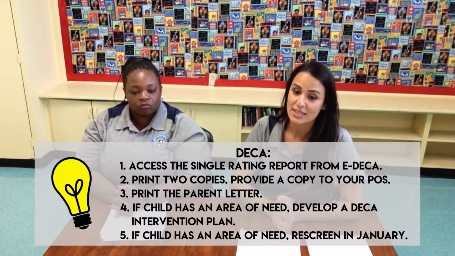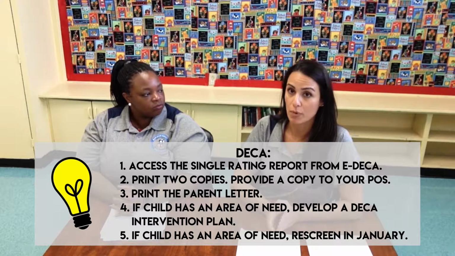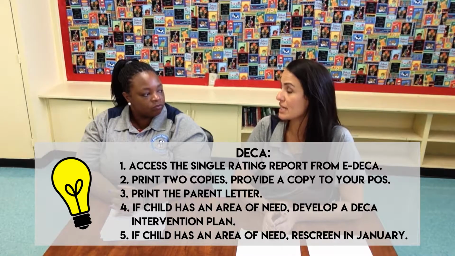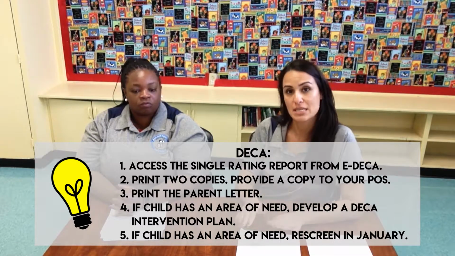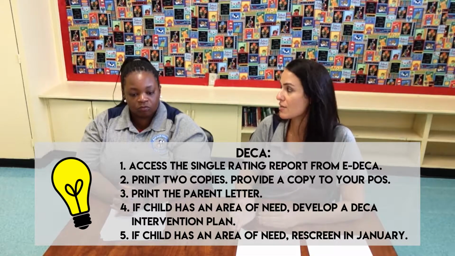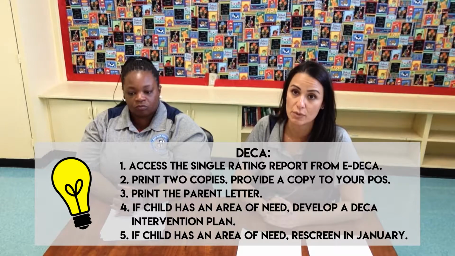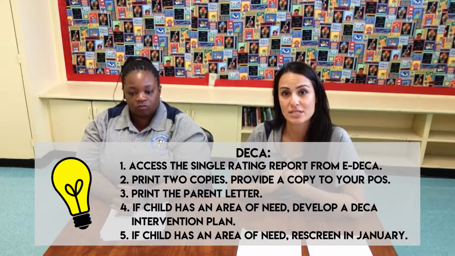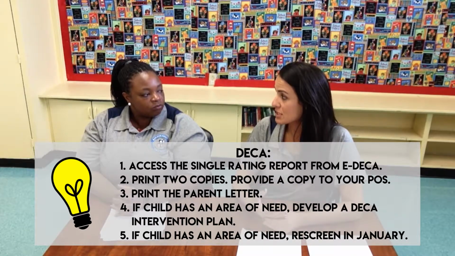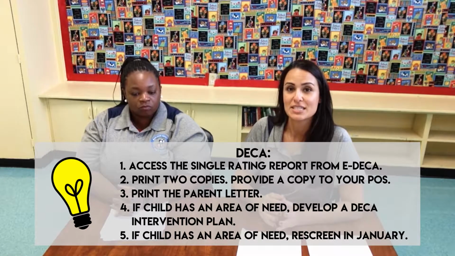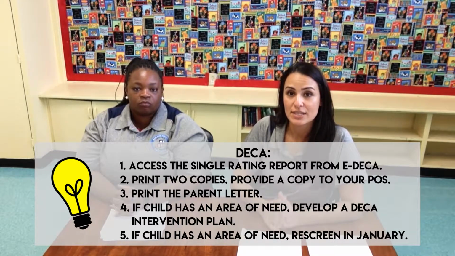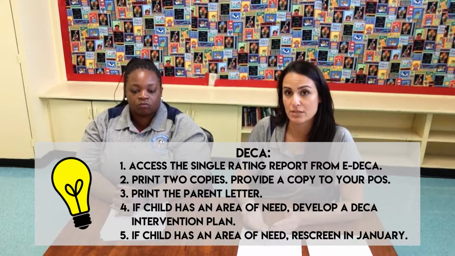For the DECA, the E-DECA system generates a report that tells us if the child has an area of strength, if the child is typical, or if the child has an area of need. So teachers will print out 2 copies of the single rating report, one for themselves, one for their parent outreach specialist to file in the Head Start file. The teacher will also print a DECA letter that notifies the parents of the screening results.